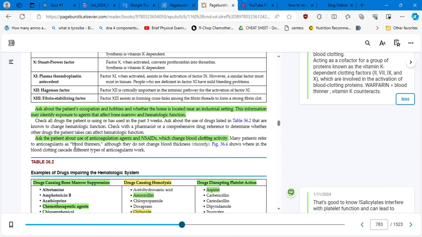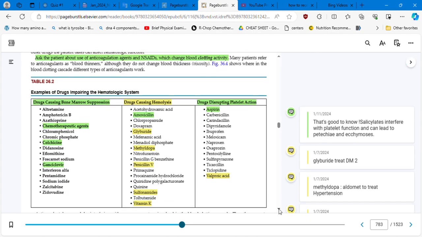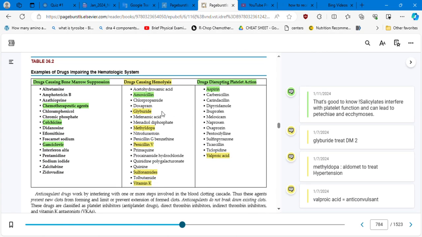So ask the patient about the use of anticoagulation agents and NSAIDs, which change blood clotting activities. So your ibuprofen, your Motrin, your naproxen, right? Your NSAIDs. So there is an example of drugs impairing the hematologic system. In the first column, we have drugs causing bone marrow suppression, and of course, the chemotherapeutic agents. Colchicine, this is a medication for gout. Okay, that causes bone marrow suppression.